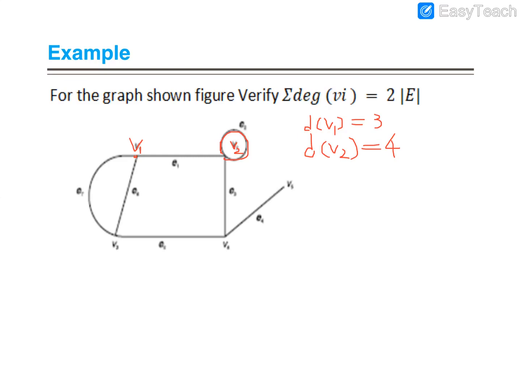Now degree of vertex V3 is 3 as it is incident to 3 edges. Degree of V3 is equal to 3. Degree of vertex V4 is also 3. And degree of vertex V5 is 1.